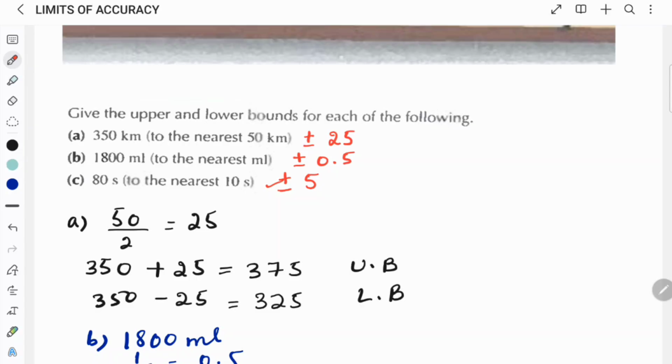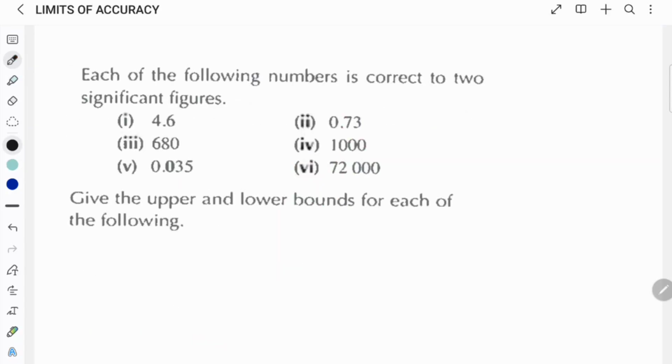Let's go to the second example. In this question, each of the following numbers is correct to two significant figures. It's very rare that you will get a significant figure question in past papers, but it's in the book, so that's why I'm explaining it here.